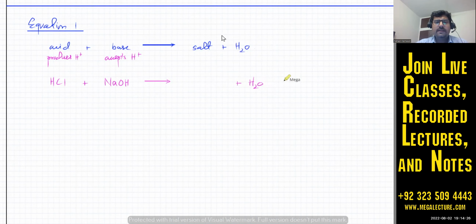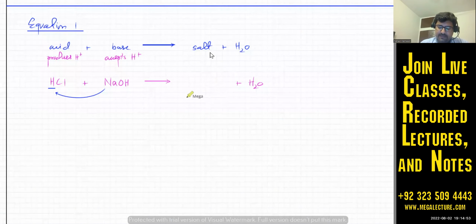Water ko waise hi likh do. You've got water over here. How is a salt produced? This is how you're going to produce salt every time. This is just a hack of figuring out what the formula of the salt is. Get rid of the H in the acid and replace it with the metal ion, or the positive ion in the base. So if you get rid of the H in the acid and replace it with Na, you'll get NaCl.